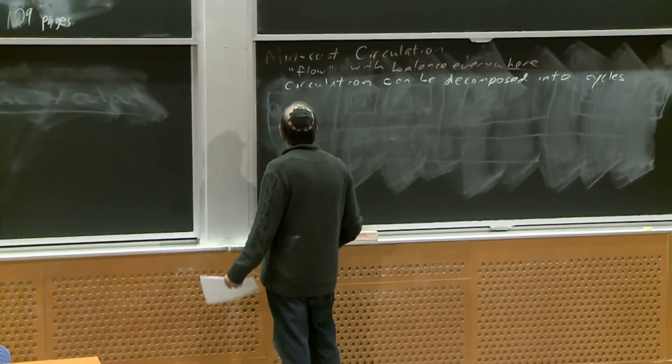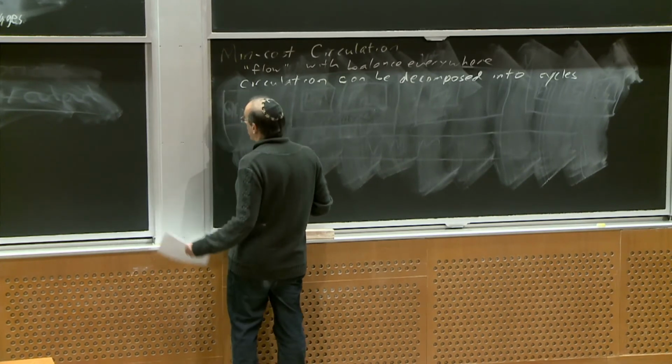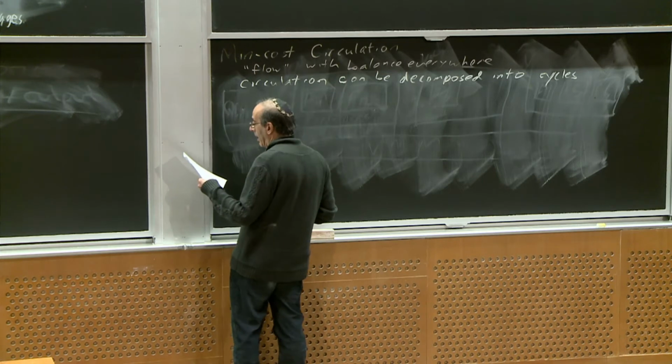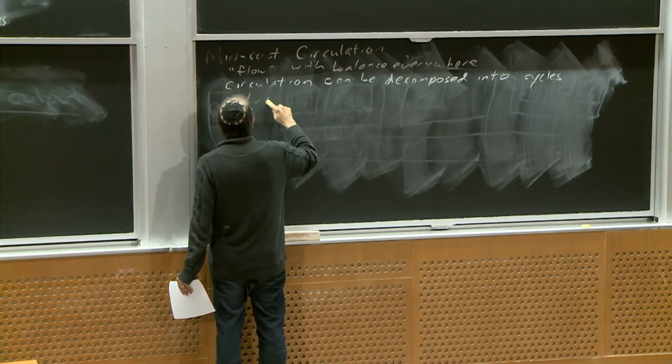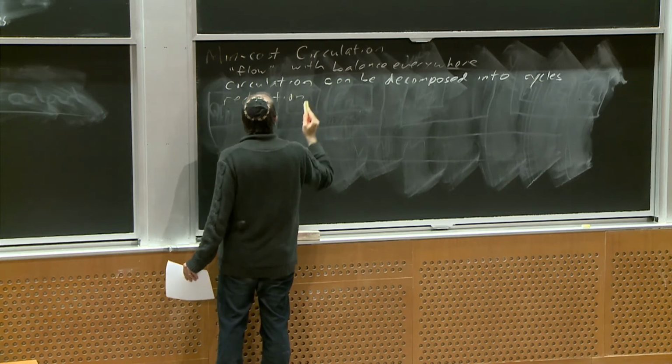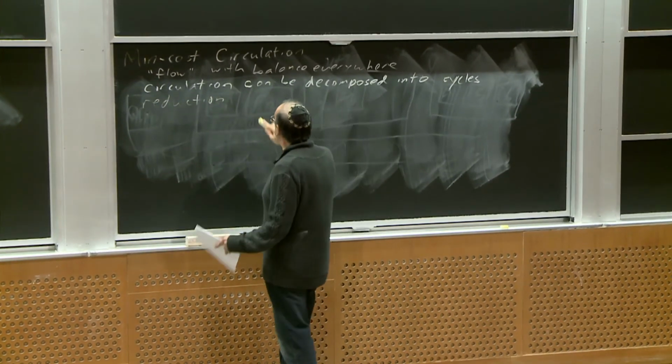Okay. So let's talk about the relationship between min-cost circulation and min-cost flow. So suppose I want to do a reduction. Suppose that I have an algorithm for min-cost flow.